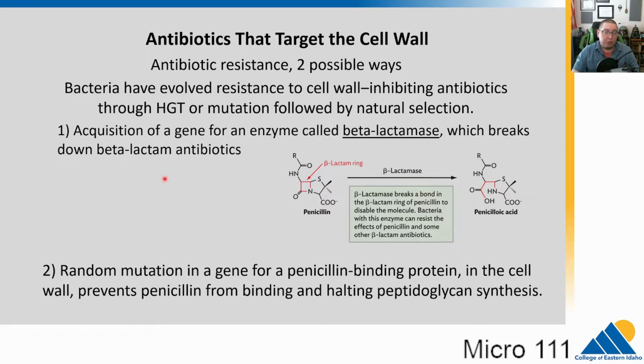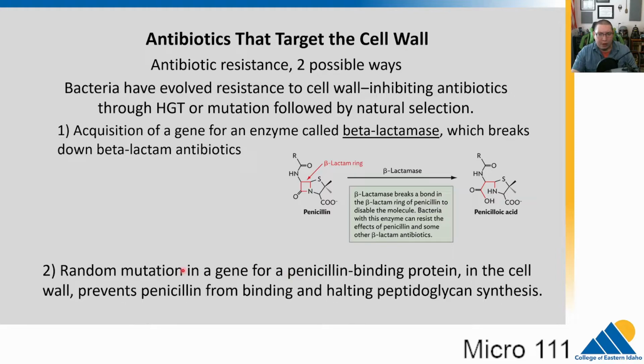One gene that is commonly passed between bacteria is the gene for an enzyme called beta-lactamase. Penicillin is a beta-lactam. Beta-lactamase is an enzyme that degrades beta-lactams. So beta-lactamase chews up penicillin. Bacteria that have this enzyme encounter penicillin and chomp it up and break it down into something that is no longer toxic to them. That is one way they could be resistant.